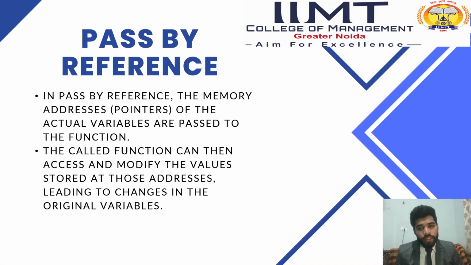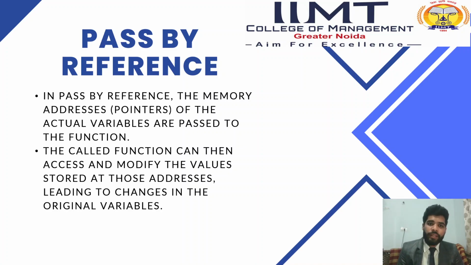That means all the change is going to be done on the actual address, and this will be the permanent change. So if we make the same function with the pass by reference method, then what will happen? If we print the result in the main function, that is the swapped result in the main function and the swapped result in the swap function, then both will return the same answer. Why? Because we are passing the memory address of the variables. So all the changes are done on the actual memory address and the values are changed permanently.